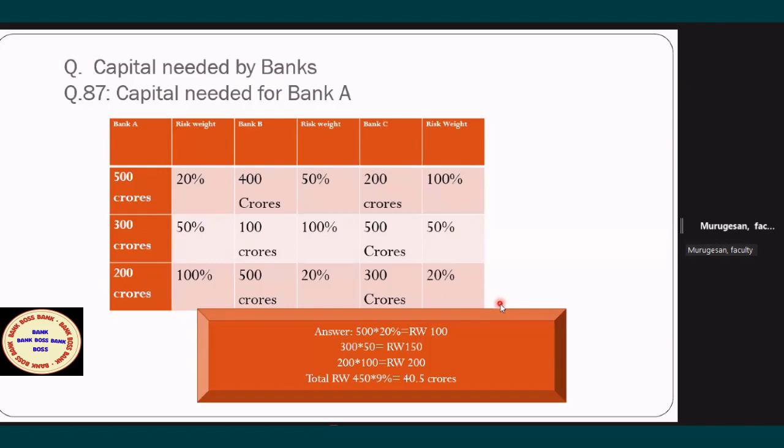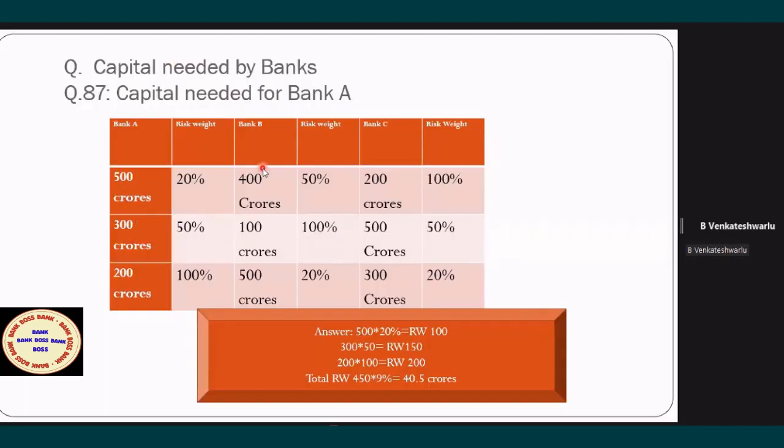Then they will ask some questions. Which bank is the safest? Which bank carries more risk? Risk weight for which bank is more? Capital needed for which bank is more? So all these questions they will ask. So you can easily answer. Okay. So this bank needs 40.5 crores capital.